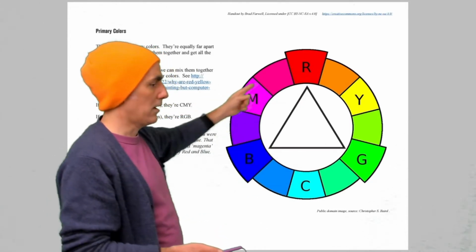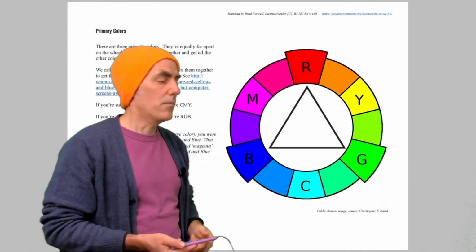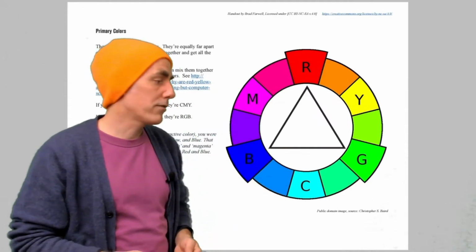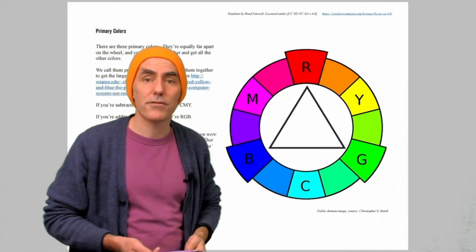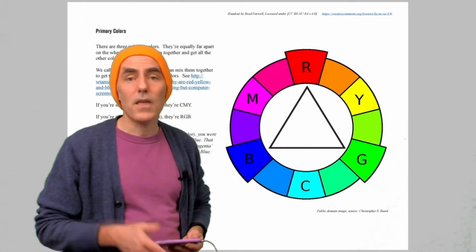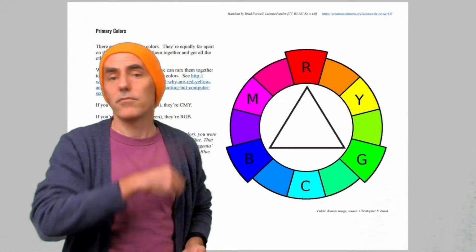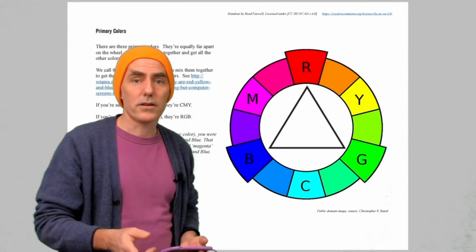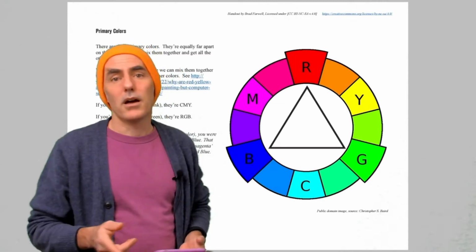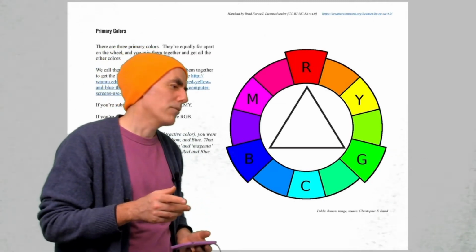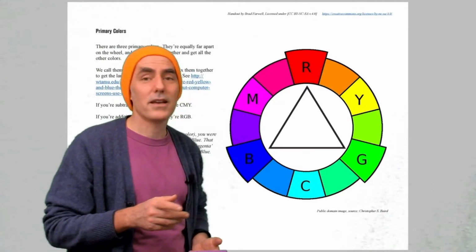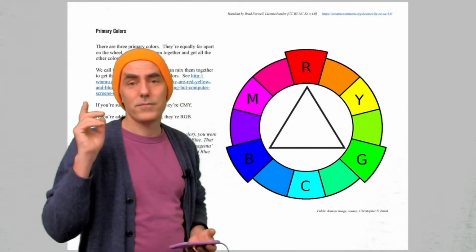Cyan, magenta, and yellow. Those are the subtractive ones. Red, green, and blue are the additive ones. They are the colors that we mix together to get all of the other colors. If you were a little kid and they told you it was red, green, and yellow, you were lied to.